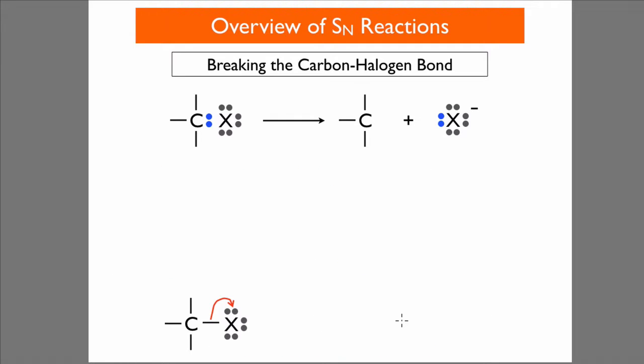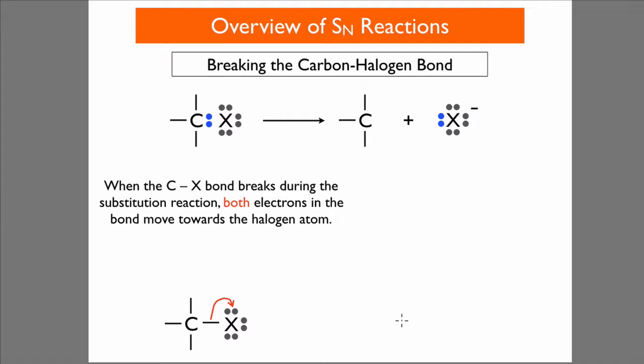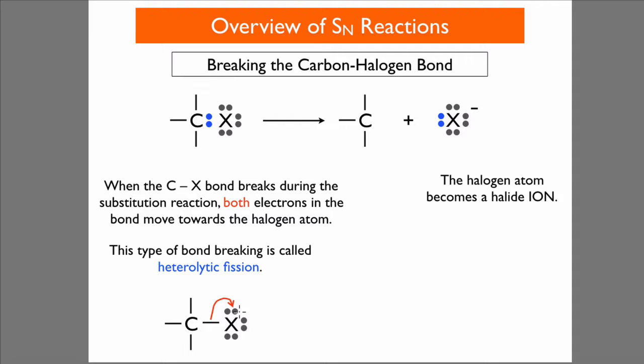An overview of nucleophilic substitution reactions. When the carbon-halogen bond breaks during the substitution reaction, both electrons in the bond move towards the halogen atom. So you've got this bond here, and both electrons will go to the halogen atom. So it's heterolytic fission. And the halogen atom becomes a halide ion. And it's also known as the leaving group, as I've just discussed.